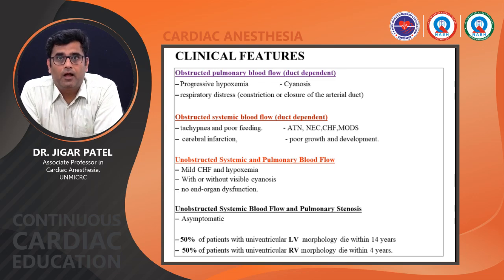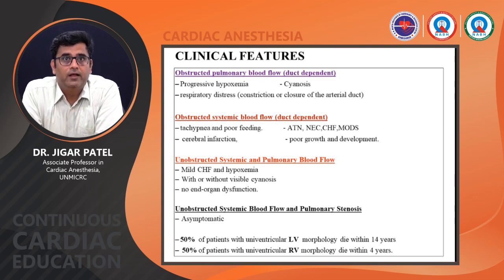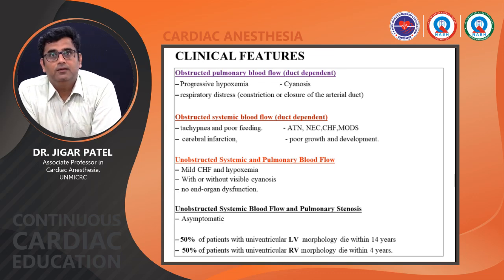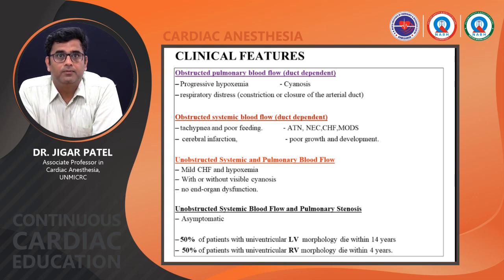The third group of patients has unobstructed systemic and pulmonary blood flow. So they have pulmonary overcirculation, and they present with mild congestive heart failure and hypoxemia with or without visible cyanosis and no end organ dysfunction. But this group of patients presents later, around the age of 1 month, while the previous two groups present within 15 days of life.